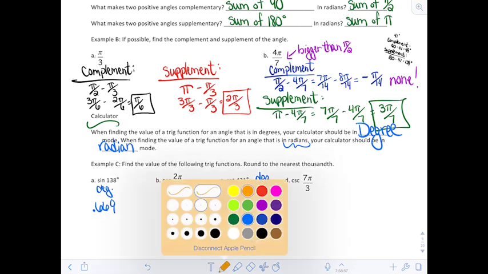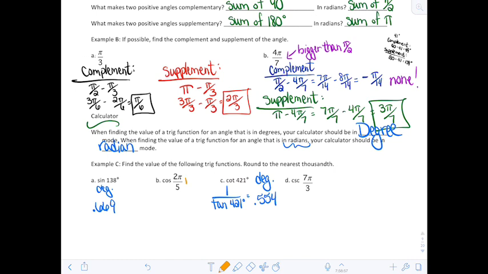Okay, now we're going to switch to radian mode. So the cosine of 2 pi over 5. Use that pi key and do the cosine of 2 pi divided by 5. Make sure that's all in parentheses. And that should give you 0.309.